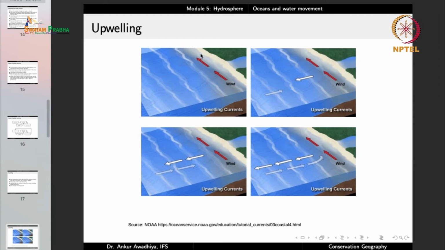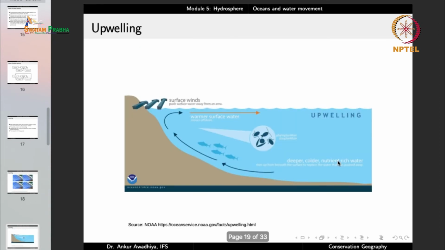You have a wind that is pushing water away from this area, and when the water is being pushed away, you have a void that gets created here, and this void is filled by water that is rushing from the bottom to the top. And this movement of water will be further and further enhanced if we have a continuous movement of wind, and this will become an upwelling location.